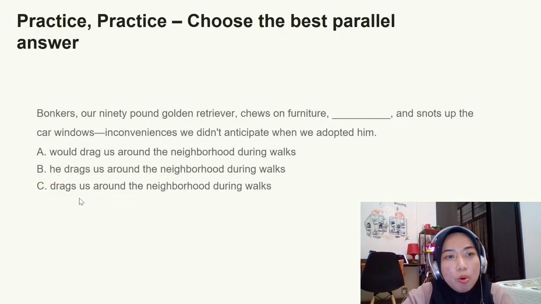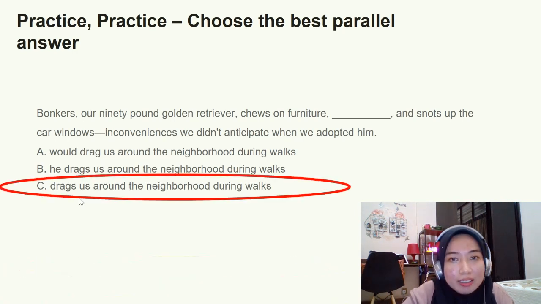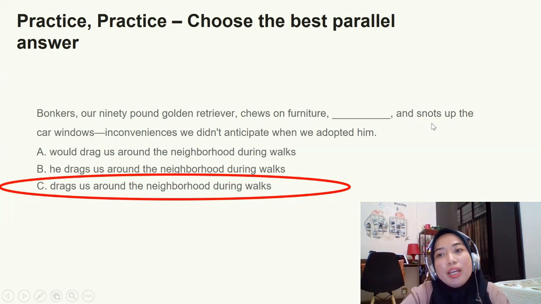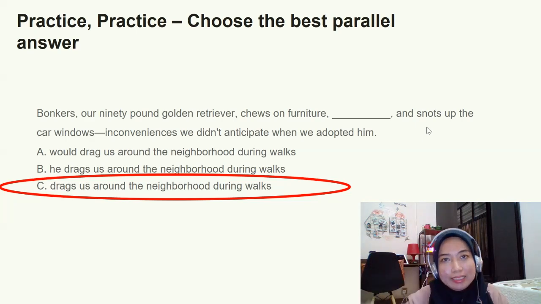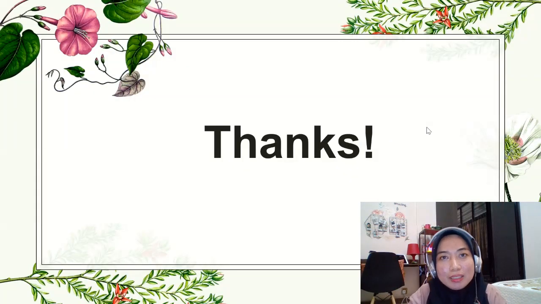Right, we have one more here. Our 19-pound golden retriever. Oh, so cute. Chews on furniture, drags us around the neighborhood, and snots up the car windows. Which one is the correct answer, ladies and gentlemen? C. So, chews on furniture, drags us around the neighborhood, and snots up the car window. Basically, parallelism is about making sure that everything is consistent throughout your sentence. As simple as that. Okay?